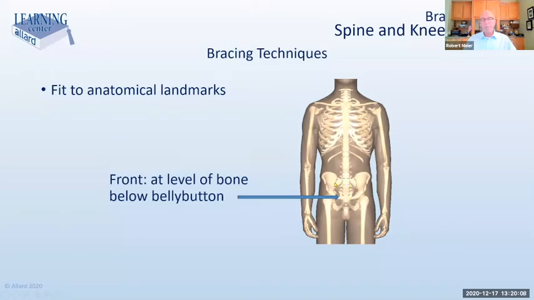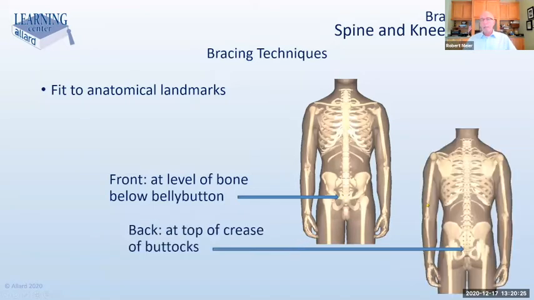If the bottom of the brace comes just below your belly button or just over your belt line, it cannot support your spine. It just can't. Biomechanically, it's impossible. So it's really critical for the front bottom of the support to come to the level of that bone below your belly button. And in the back, the bottom of the brace should come to the top of the crease of the buttocks. If it's too high, it can't do its job again. If it's too low, it could dig into furniture and you're not going to love that. So the ideal location is at the top of the crease of the buttocks.